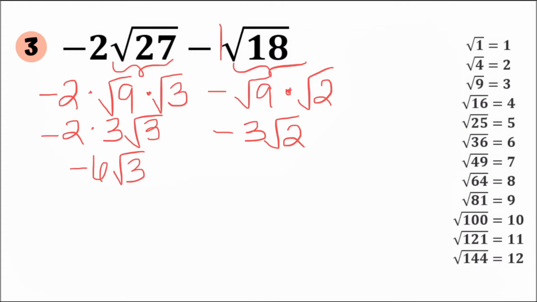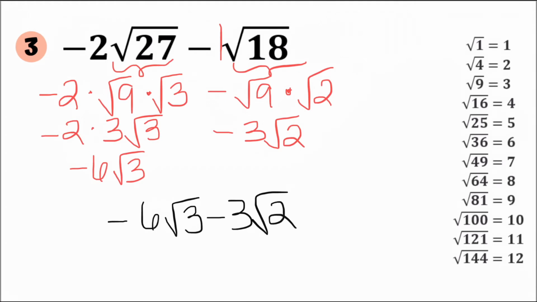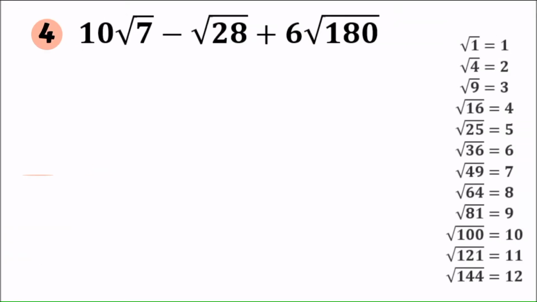And it looks like my radicands are not the same, so this time I cannot subtract. So this just becomes minus 6 square root of 3 minus 3 square root of 2. And that is my answer. Let's look at one more problem.